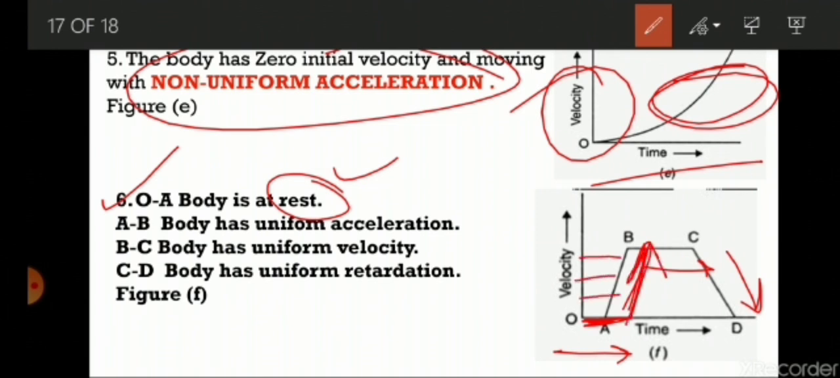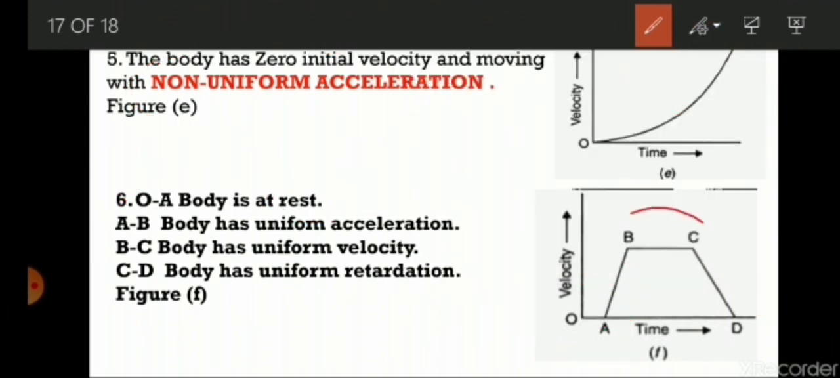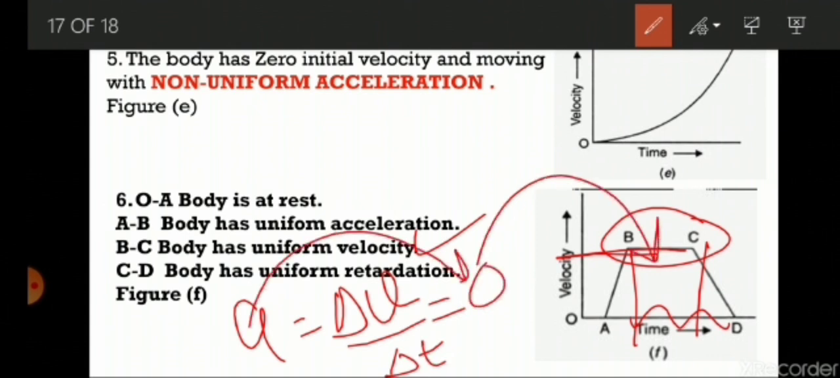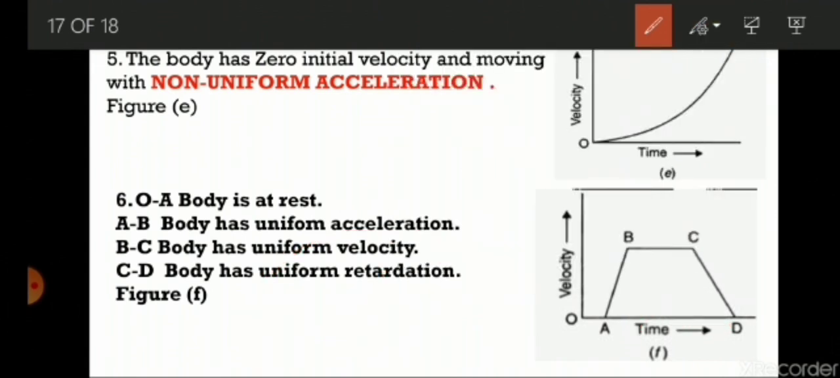Then AB: time is increasing and velocity is also increasing. The body has uniform acceleration. Then BC: time is increasing but velocity does not change during this interval of time. It means the object has uniform velocity, or you can say that the acceleration is 0. Why is acceleration 0? Because acceleration is change in velocity, and if change in velocity is 0, then acceleration will be 0.